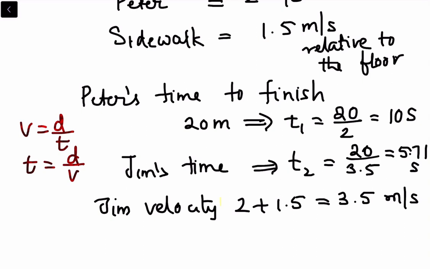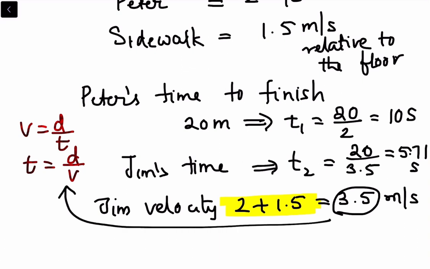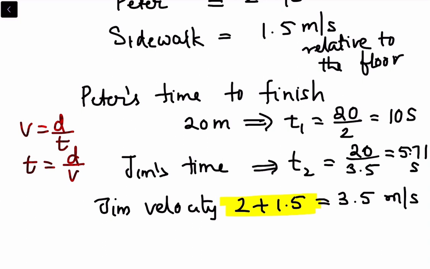This is the point you have to note. Relative velocity: Jim's velocity is 2 and the sidewalk has a velocity of 1.5. Therefore, both are moving in the same direction. It is 2 plus 1.5, therefore it is 3.5. Substituting this 3.5 in the equation T equals D divided by V, the distance is 20 and 3.5 is his speed, then the total velocity is 3.5 meters per second.